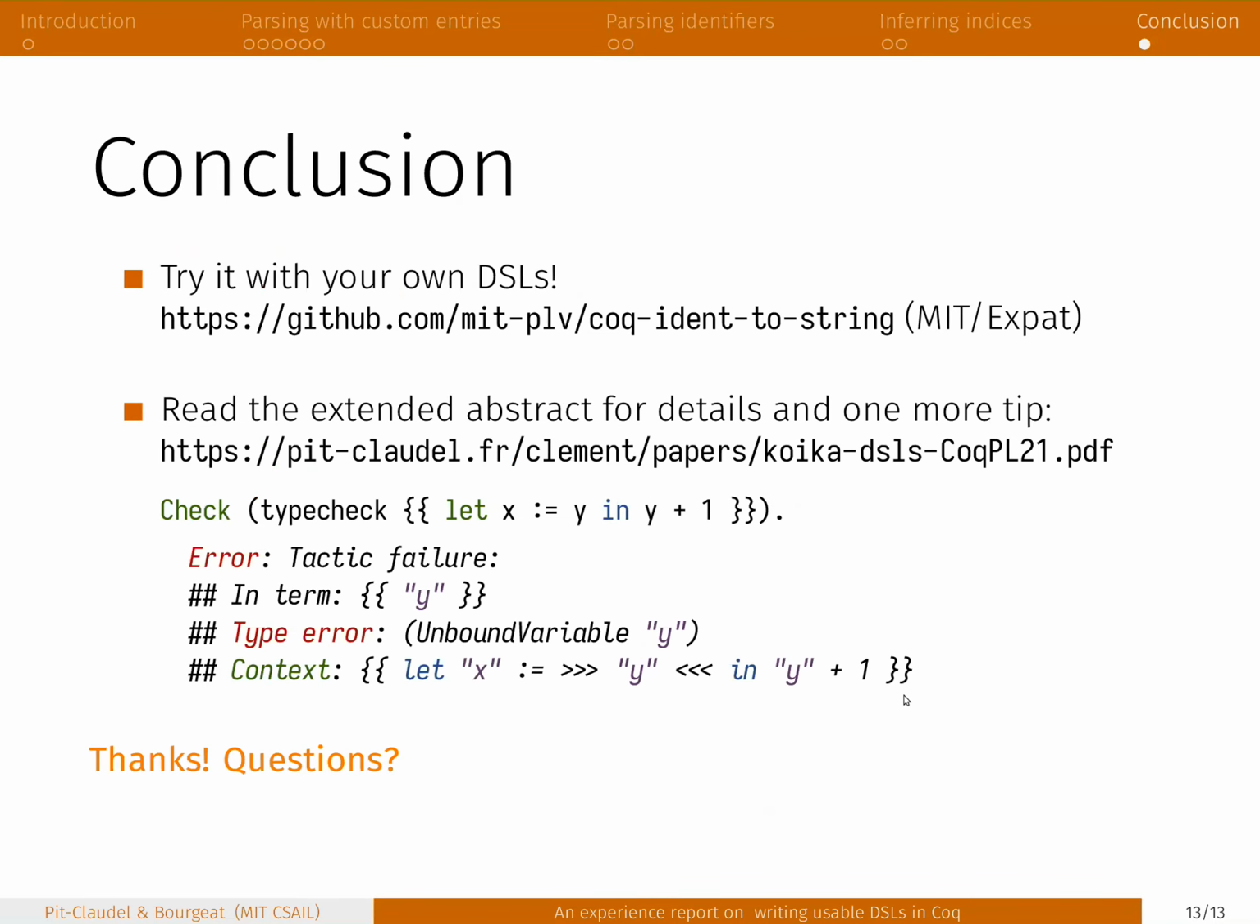We'll be releasing the identifier parsing library very shortly. It's a single file in the CoqPL repository right now, but we'll make it into a standalone library very soon. And you should check the extended abstract. There was one more trick in there to pretty-print type checking errors for deeply embedded DSLs.